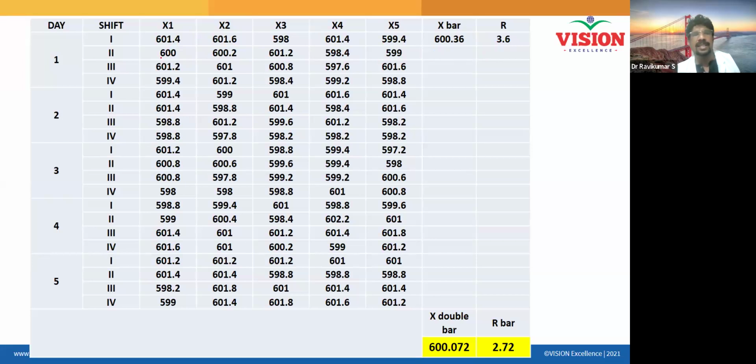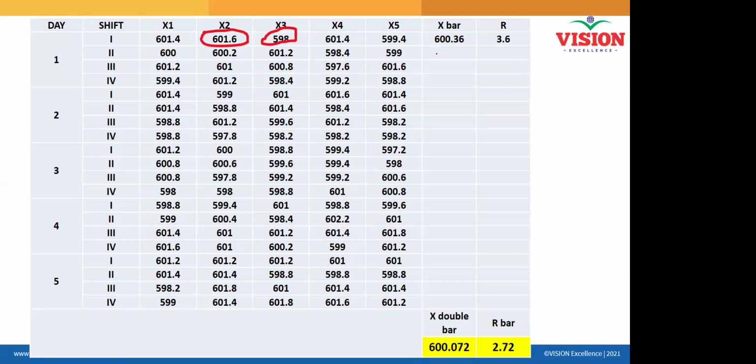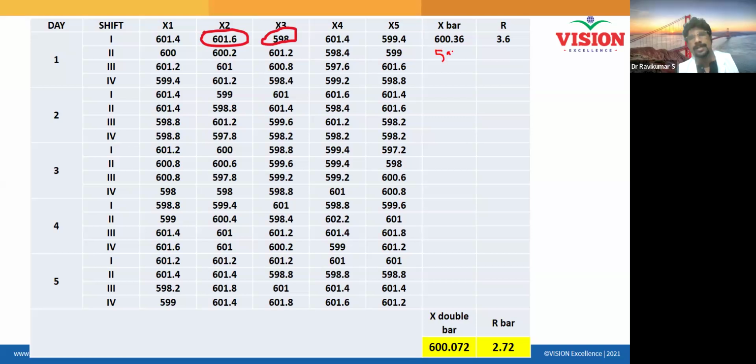What is the average for the second shift? And what is the range? Range is the difference between the higher and lower data, guys. The difference between this higher and lower, 601.6 minus 598, is the range. So what is the value here, guys? 599.76. What is the range here, guys?